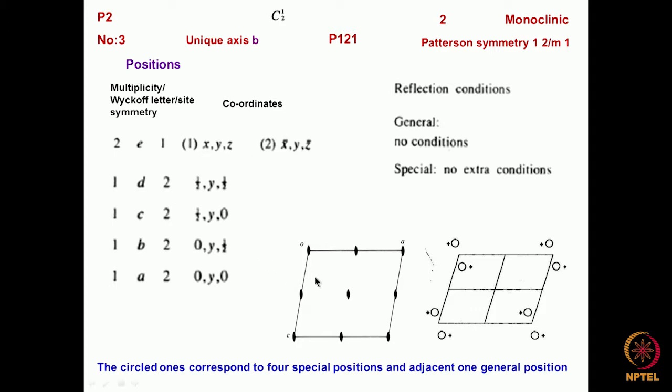Other position, like if I consider it as the center here, what is the symmetry which it is going to have? It is again a twofold symmetry. Okay. So the number of atom positions which will be required is only one, and that is given by this position 0, y, half.